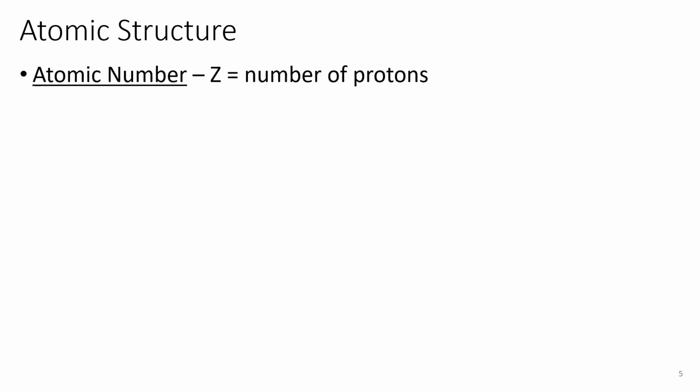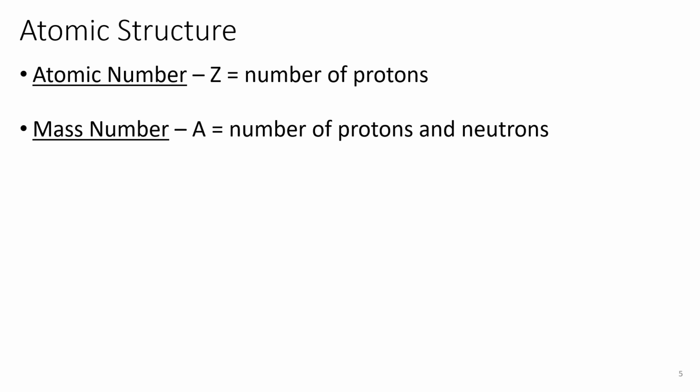So with atomic structure, I also want to review some of the terminology that you should be familiar with. The first is going to be the atomic number, which is a capital Z for its symbol, and this represents the number of protons that we have in the nucleus of the atom. We also have the mass number, which is represented by a capital A, and this is the number of protons and neutrons in the nucleus of the atom. So we define the element by the number of protons that it has in the nucleus of the atom. If we change the number of protons, we would change the element type that we are looking at.